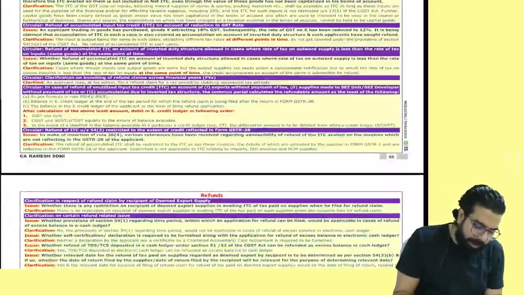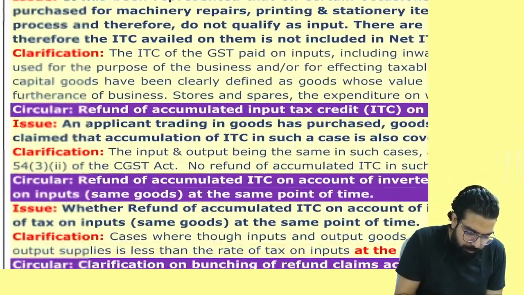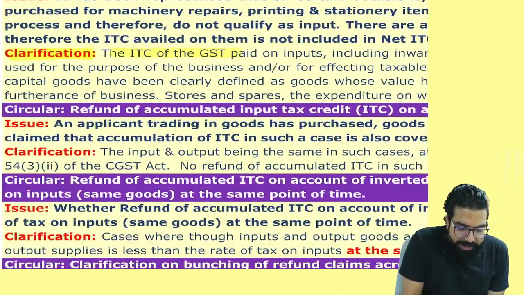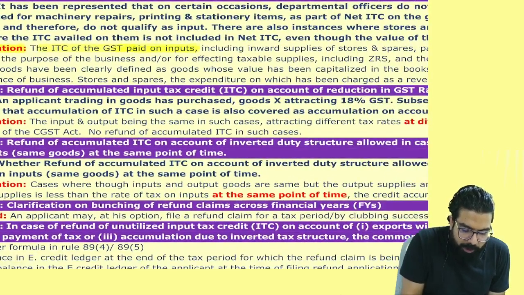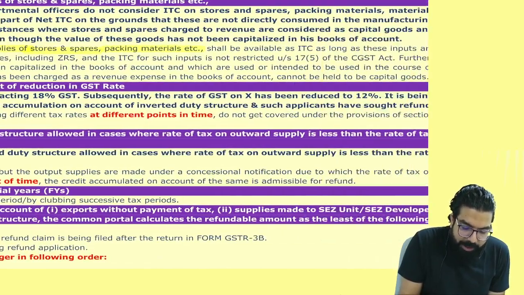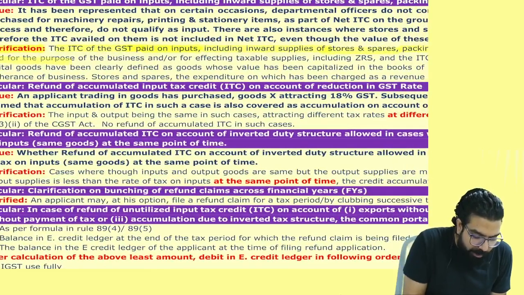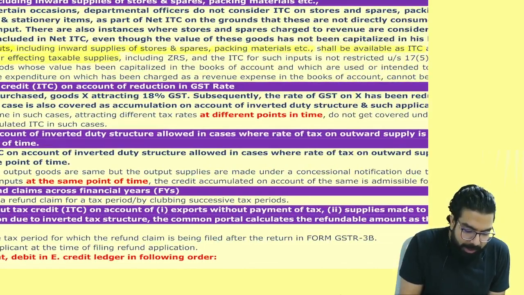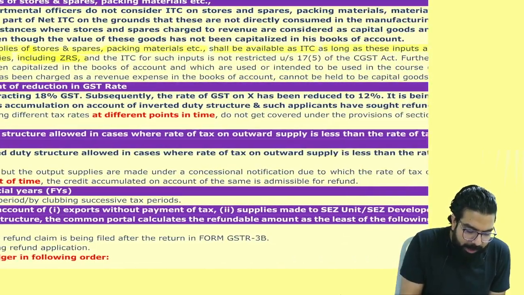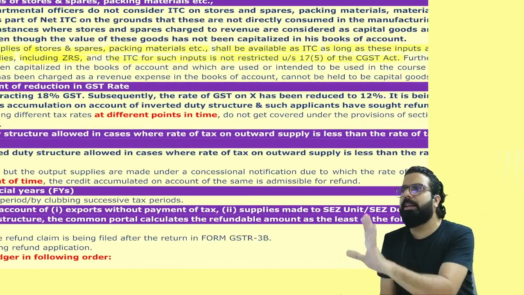Everyone over here, the clarification came, what? See, the ITC of GST paid on input, including inward supply of stores and packing material, shall be available as ITC as long as these inputs are used for the purpose of business and for making what? Taxable supply, including zero-rated supply. And the ITC of such input is not restricted. If it is block credit, then it is not available.